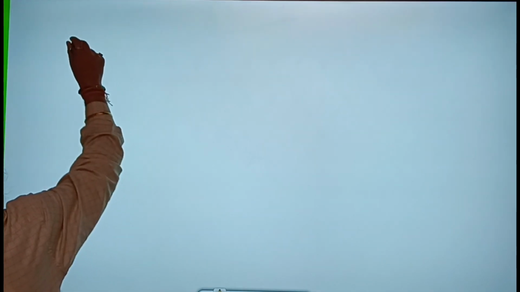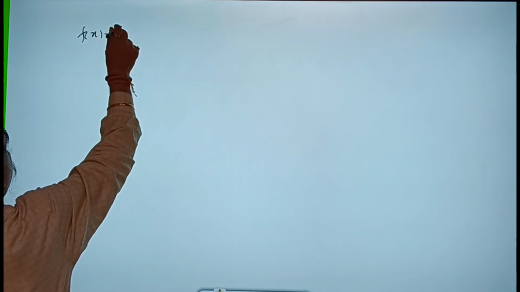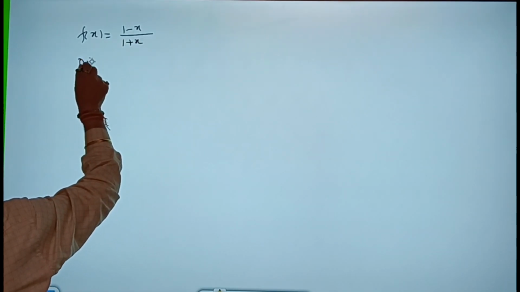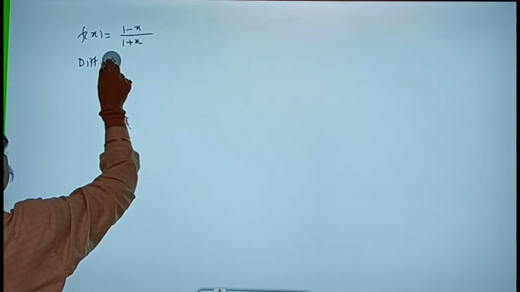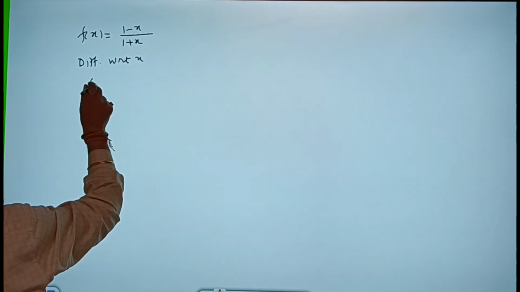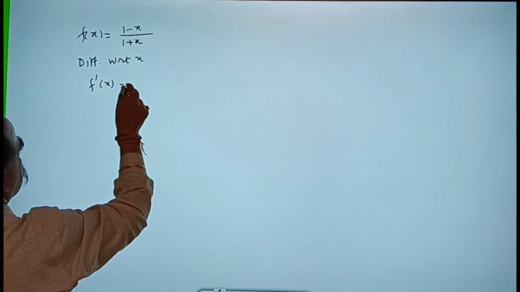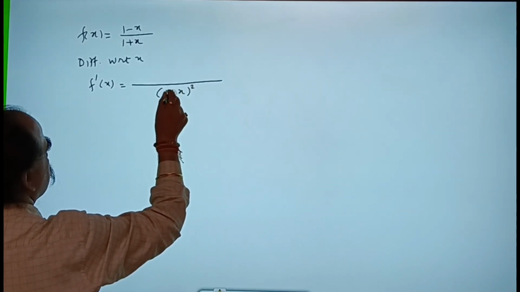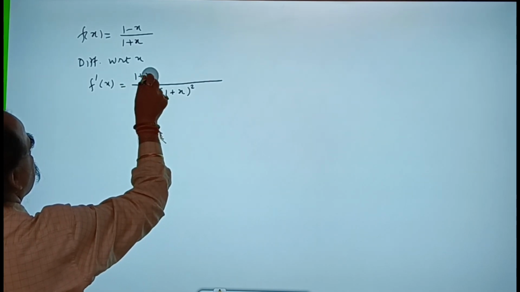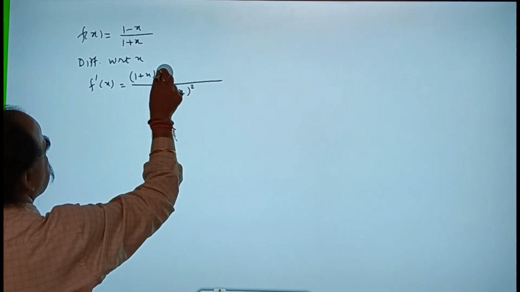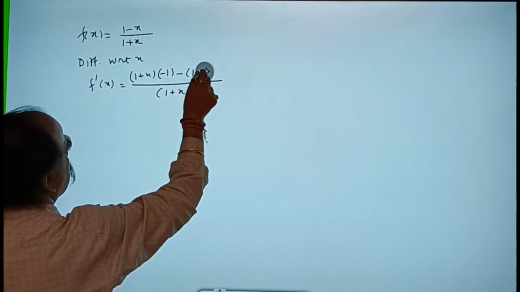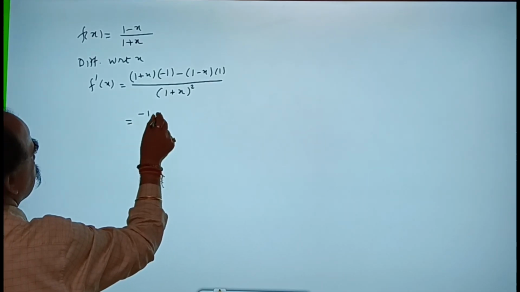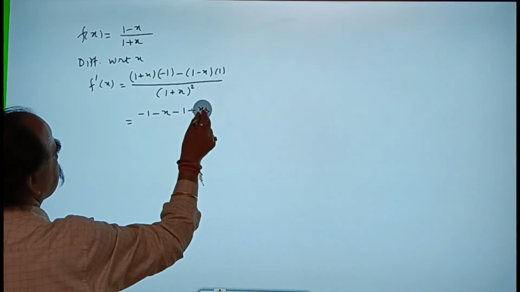Therefore, f(x) is 1 minus x upon 1 plus x. Differentiating with respect to x, f dash x is what? By the quotient rule: v squared, then v into derivative of u, which is minus 1, minus u into derivative of v, which is 1. Minus (1 minus x) minus (1 plus x).